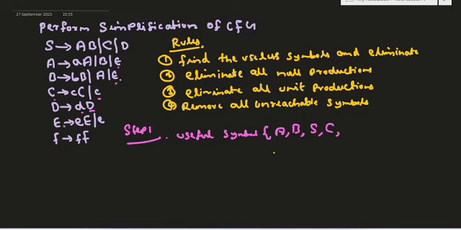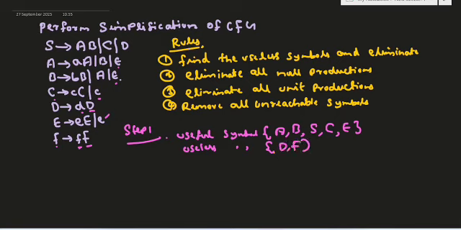When we go for E, E generates small e, which is a complete terminal here. And when we go for F, F tends to small f and capital F, and capital F cannot be replaced further. So now we can see that E is a useful symbol, and we cannot include D and F. So the useless symbols are D and F.